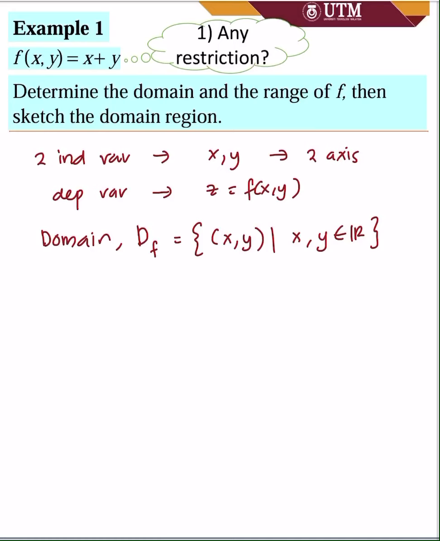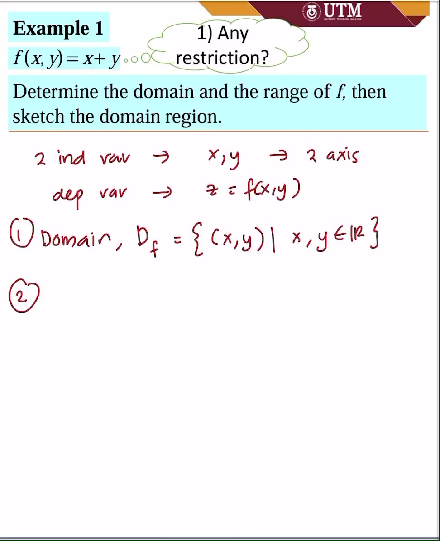So how about the range? Just now we have no restriction on x and no restriction on y, so x and y can be any real value in R. Now what would be the range? In this case, what would be the range of f, which is the range for the z here?